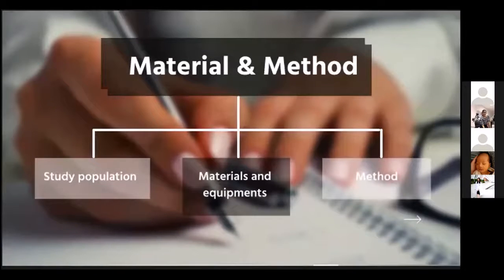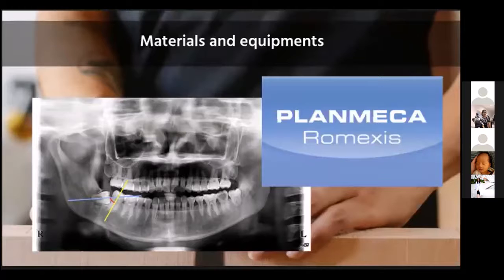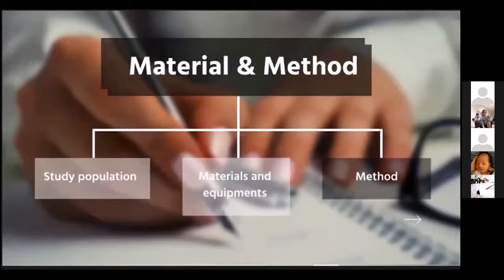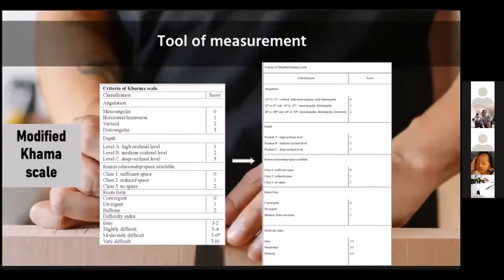Material and equipment. The panoramic radiograph was obtained by Planmeca and processed by using Planmeca Romexis software. Method. This study modified the original Parant scale in the part of angulation of impacted mandibular third molar, which follows the Winter classification, that is mesioangular, horizontal, distoangular, and vertical, by setting the angulation in 3 groups and adding a root curvature in the root form criterion for scoring the difficulty index.